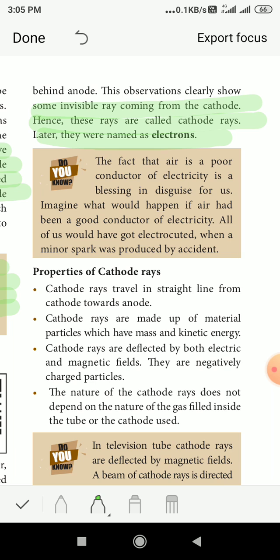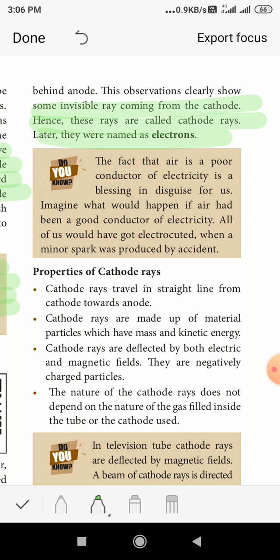Now, properties of cathode rays. Cathode rays travel in a straight line from cathode towards the anode. Always the cathode rays will travel in a straight line from cathode to anode. Cathode is the negative and anode is the positive. Cathode rays are made up of material particles which have mass and kinetic energy. Cathode rays are deflected by both electric and magnetic fields. Deflected means it will show a deflection in the needle. If a needle is kept, it will show the deflection, in the electric field also, in the magnetic field also. They are negatively charged particles. Always the cathode rays are negatively charged particles.